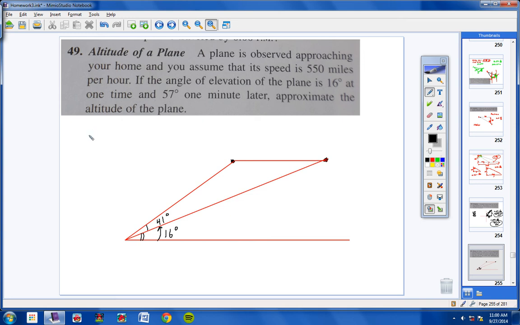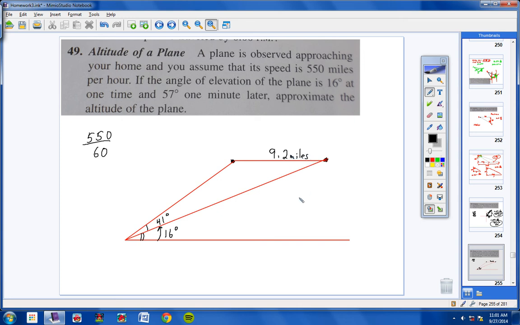If it's going to travel 550 miles in 1 hour, that's 60 minutes. Let's divide it by 60 and see how far it travels in 1 minute. So 550 divided by 60 gives me 9.1666 repeating. I'm just going to go ahead and put 9.2 to make this a little easier. So the plane has traveled 9.2 miles.